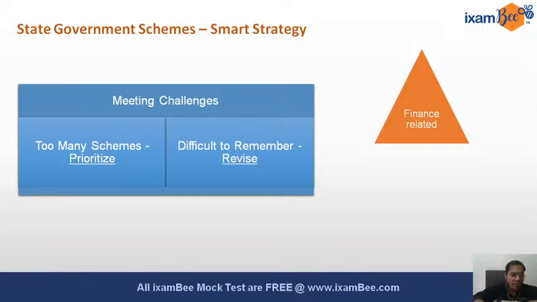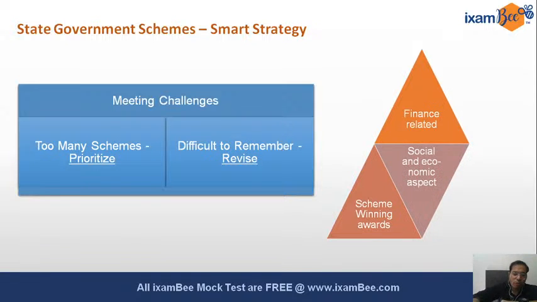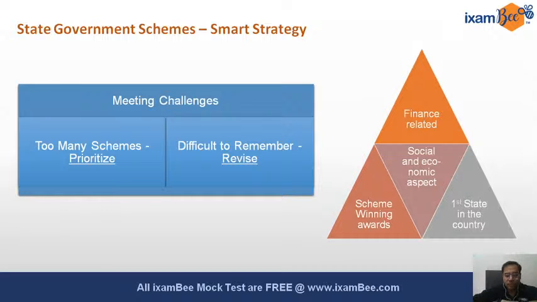In terms of prioritizing, what state government schemes do you need to cover? The finance-related ones, talking about financial inclusion. Schemes winning awards: a state scheme winning recognition or awards at the national or international level, you should be thorough with this as well. Any scheme having a social and economic aspect, be it creating employment or reducing poverty, and the first state in the country to launch any kind of scheme. This is important. For example, recently MP launched the cow cabinet. It also launched the happiness department in an earlier year. You should be thorough with this.